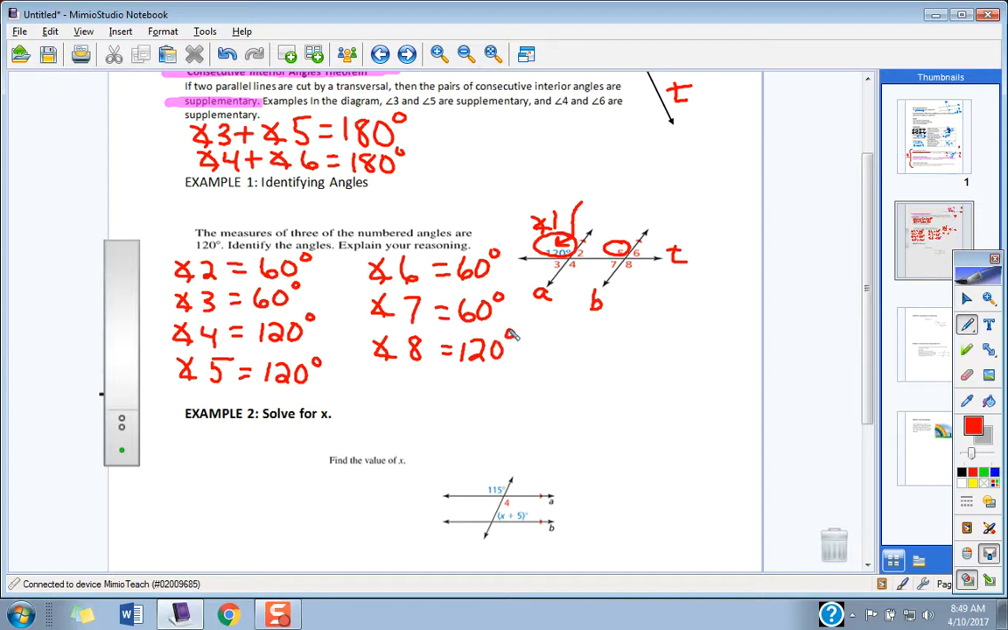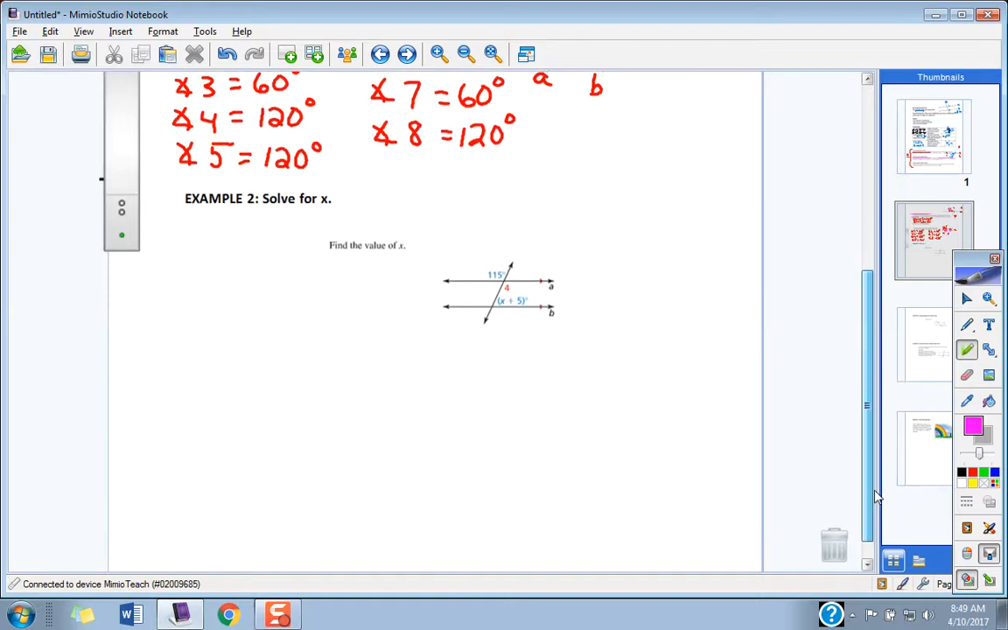Okay? So here's the deal. If I have parallel lines, this whole cluster of angles, 1, 2, 3, and 4, has to match this cluster of angle measure-wise, because we're talking about parallel lines cut by a transversal. You know one cluster, the other cluster is exactly the same. Okay? All right, kids, let's talk.